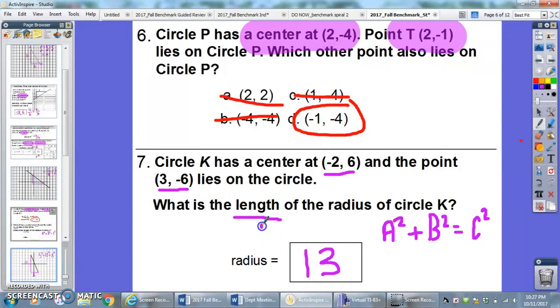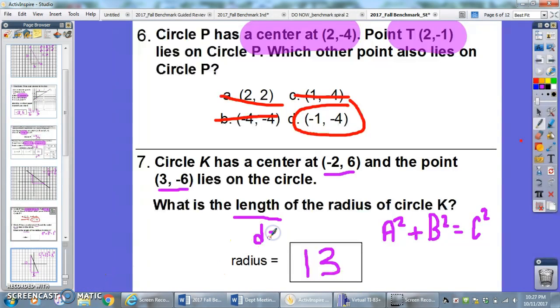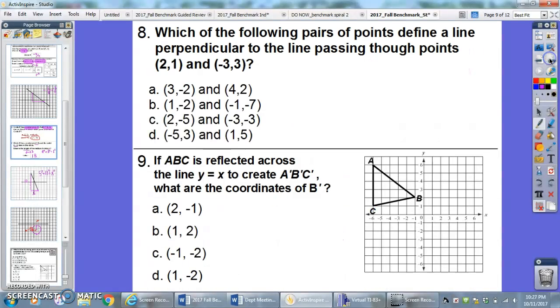Just for good practice, my diameter would be twice my radius. So twice my radius, so 2 times 13 is 26. So my diameter would be 26. That was just a little extra practice there. Alright, moving on to all this graph paper we've got going on.